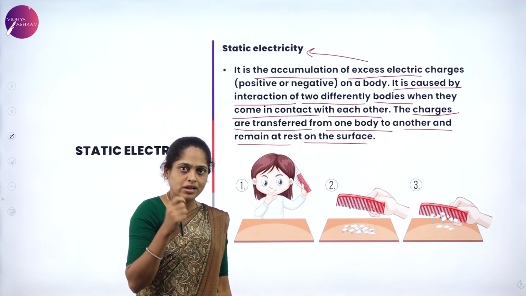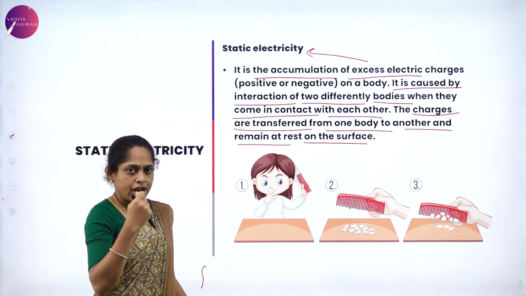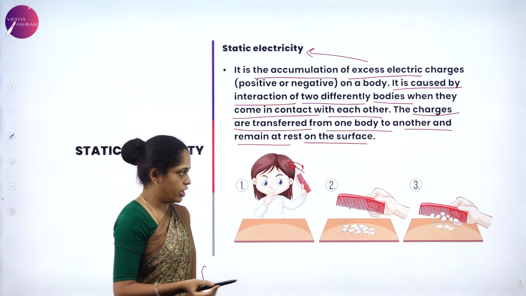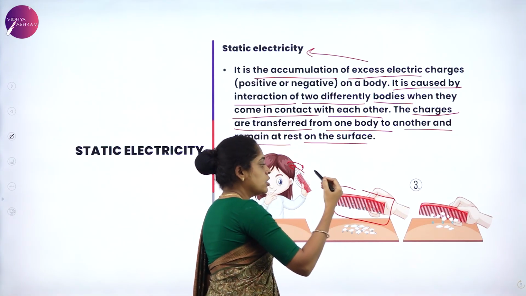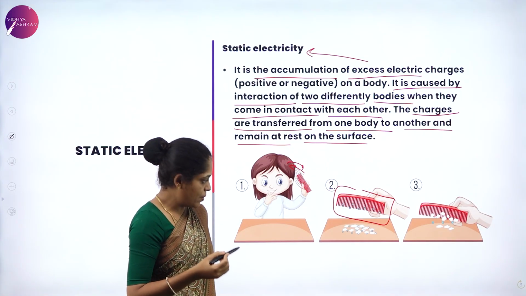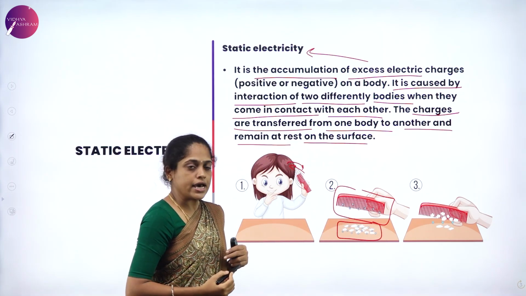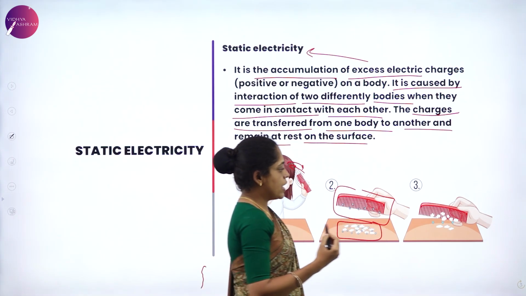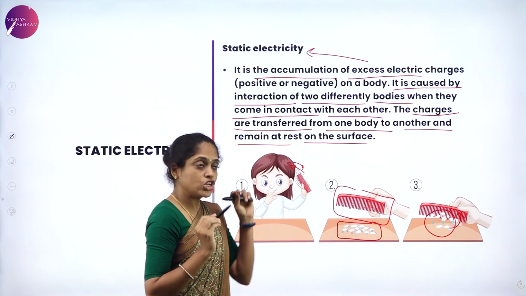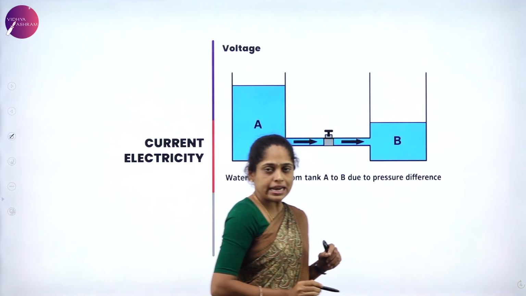Here is an example. Consider a plastic comb rubbed with dry hair. When you rub that comb with the dry hair, the charges flow from one body to another body. From this process, the comb gets charged. When it is charged and brought near paper pieces, the charges in the paper pieces rearrange. Hence, the paper pieces are attracted to the comb. This attraction is nothing but static electricity. Then what about current electricity?